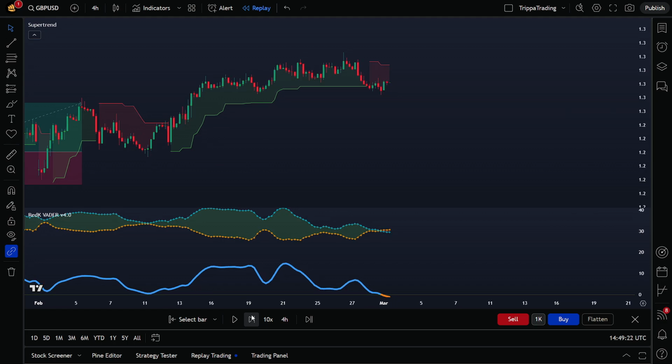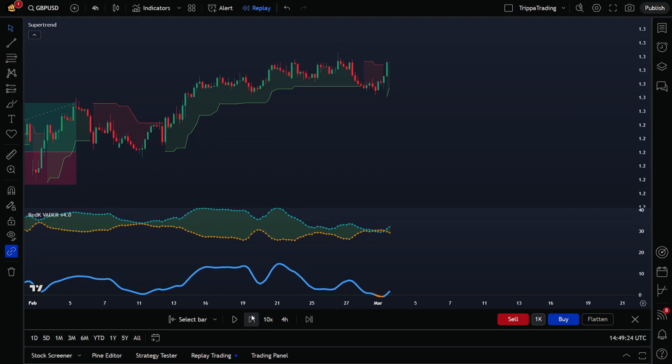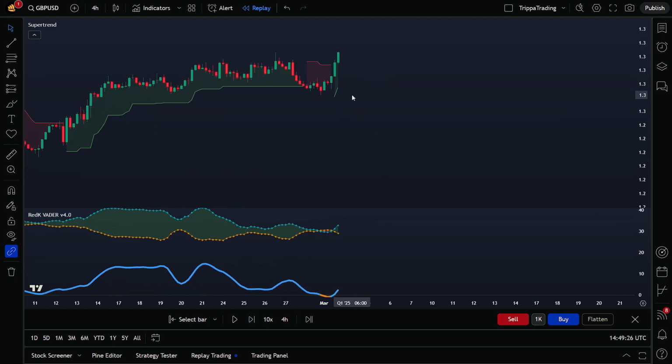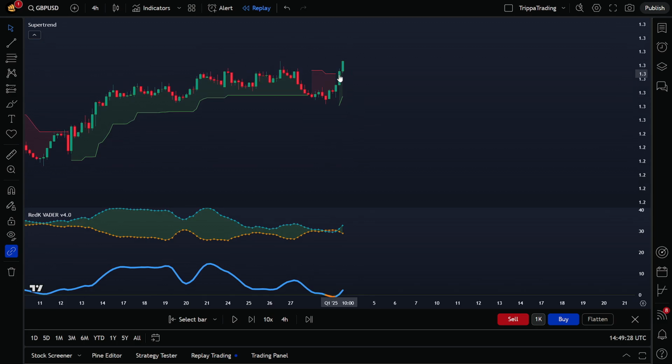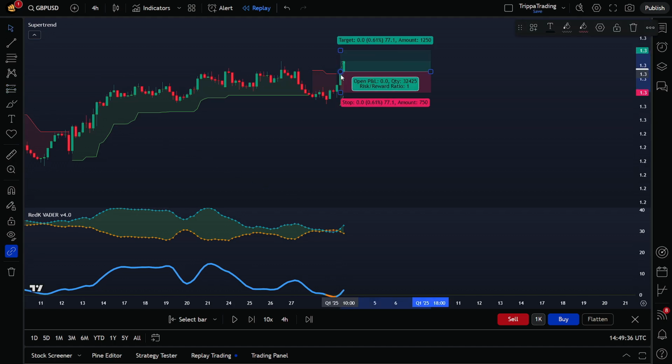During sideways markets, the super trend might switch between red and green multiple times. But this indicator rarely gives signals in these conditions. That means it helps you avoid trading in choppy market conditions, which is a huge advantage.